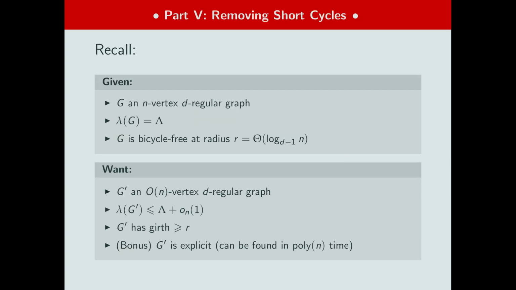Okay, let's briefly outline the proof of the main theorem. Recall that we're given the same n-vertex d-regular graph G with a spectral expansion of capital lambda, and we assume that it's bicycle free at radius r. And now we want to construct a new graph G prime whose spectral expansion is almost the same, but the girth is at least r. Okay, and here's our construction.